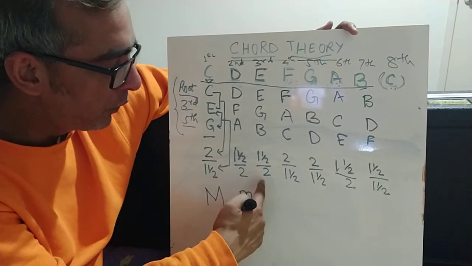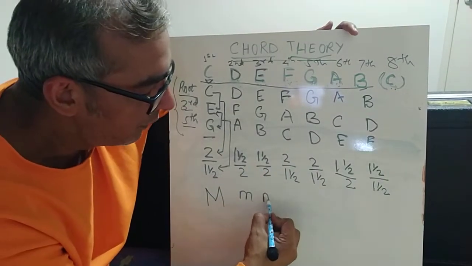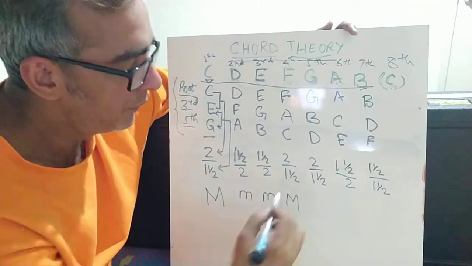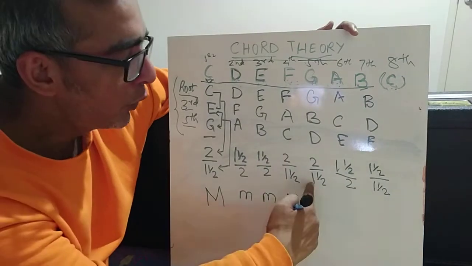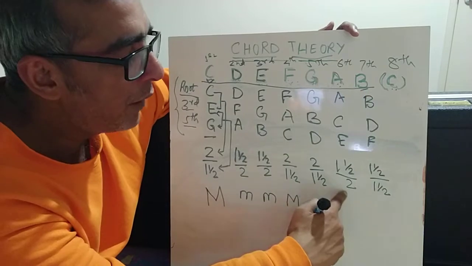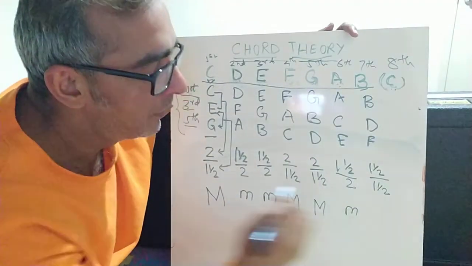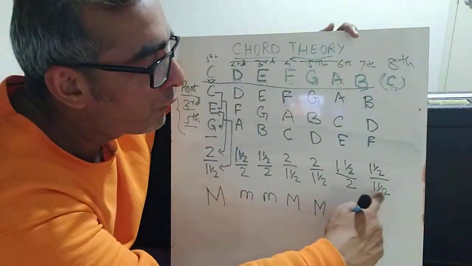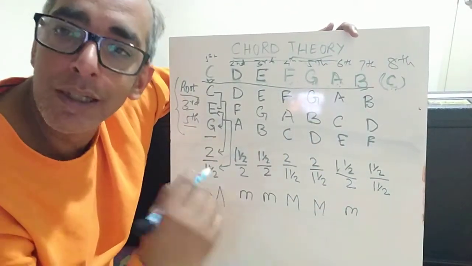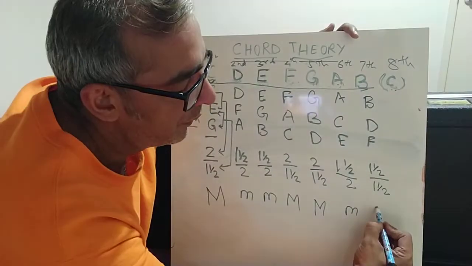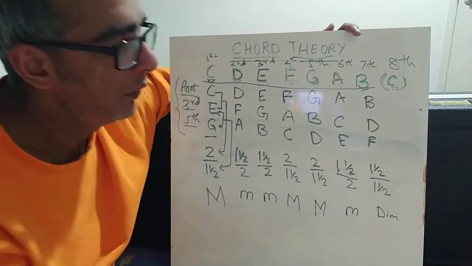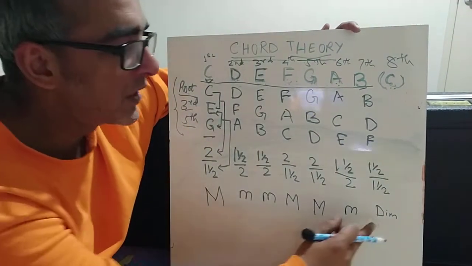Similarly, 1.5 over 2, minor. 2 over 1.5, major. 2 over 1.5, major. 1.5 over 2, minor. 1.5 over 1.5, which is our seventh, is called diminished. So it's a diminished chord.